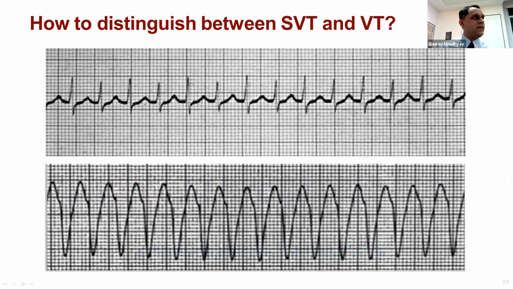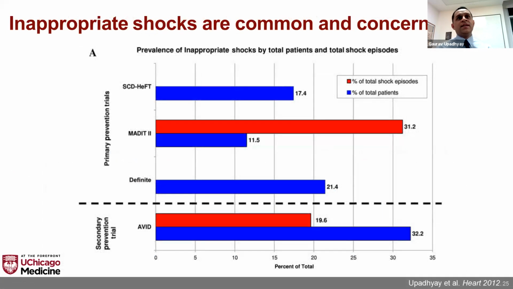Now, a fundamental problem that often occurs with devices is how to distinguish between SVT and VT, because both of these arrhythmias have a very similar rate. If we think about rate alone as a discriminator, it may not be able to distinguish these two arrhythmias. Unfortunately, rate is the most commonly used tool, and probably one of the most important tools we have to identify arrhythmias, and that can lead to inappropriate shocks, particularly when you have atrial fibrillation with rapid ventricular response.